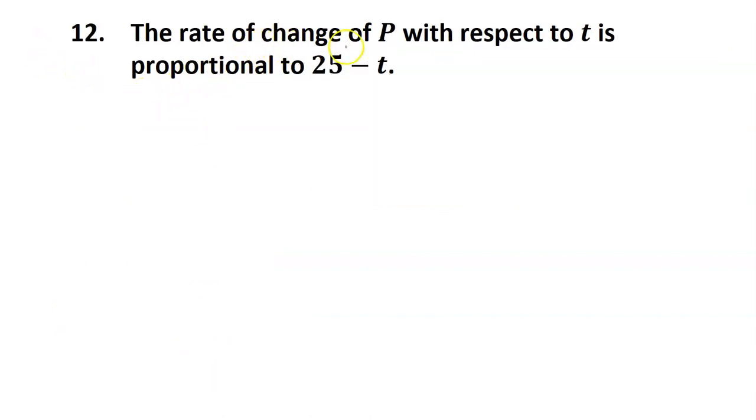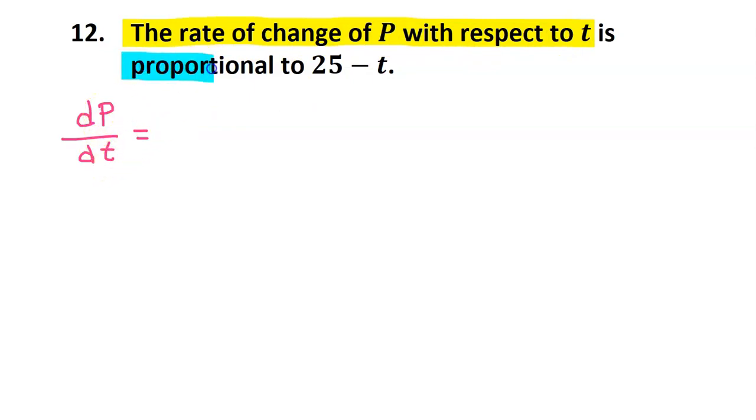Number 12, the rate of change of p with respect to t is proportional to 25 minus t. The rate of change of p with respect to t just means dp/dt. And when they say is proportional to, it just means we're going to multiply k times whatever comes next. And in this case, whatever comes next is 25 minus t. So we will write k times 25 minus t. This means that the rate of change is proportional to 25 minus t.